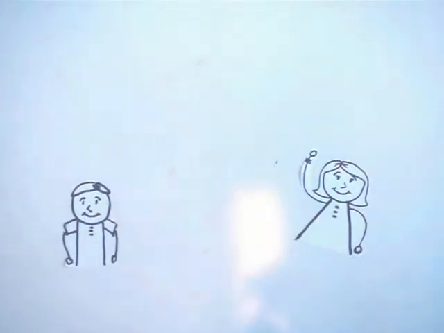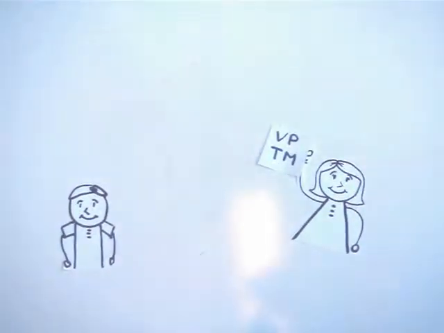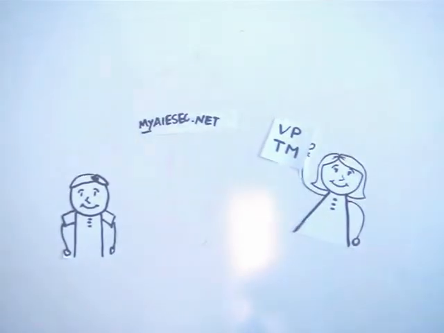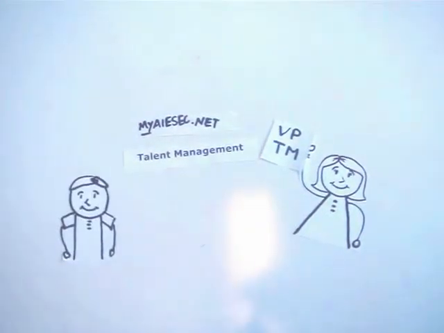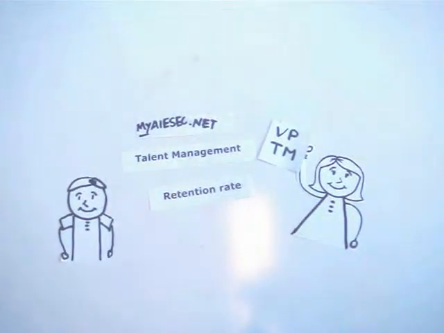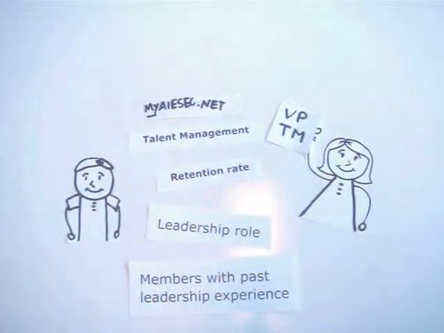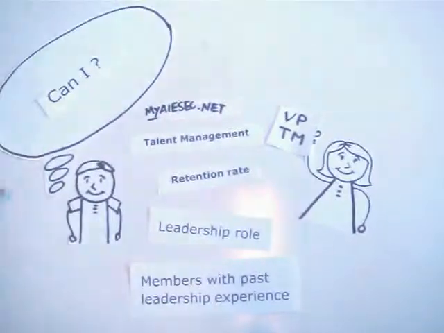But things changed when he met Robin. Robin is the VPTM of another LC. She's very happy because she knows that in myisaac.net we have talent management features for retention rate, leadership role, and members with past leadership experience. Ted thinks, can I use these tools too?